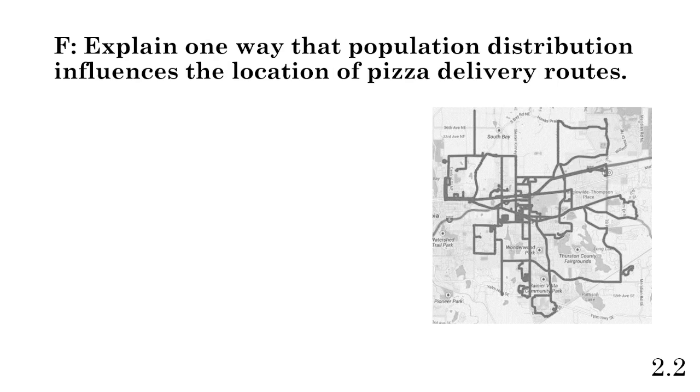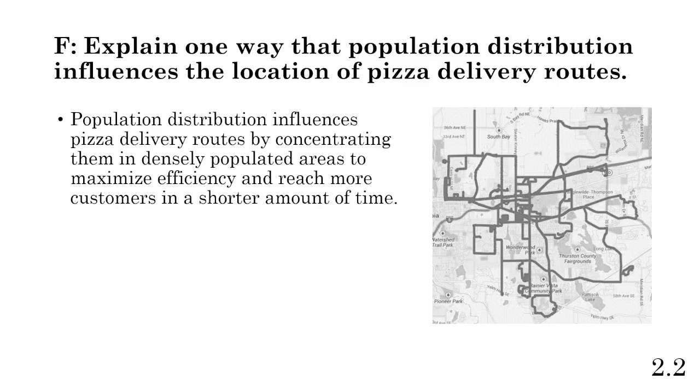All right, here's another one. I put the map back because it might be a little important. Explain one way that population distribution influences the location of pizza delivery routes. So without even thinking about what you've learned in AP Human Geography, just think about common sense. Are pizza delivery restaurants going to be located in areas where there's a lot of people or there's not a lot of people? They're going to be located in places where there's people because that means there's customers and they can make money. The whole point of a business is to make money. So here's a sample answer.